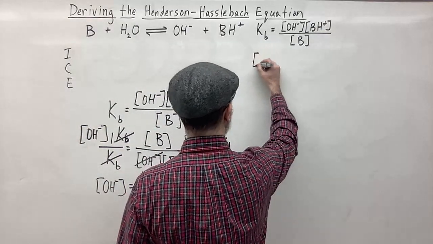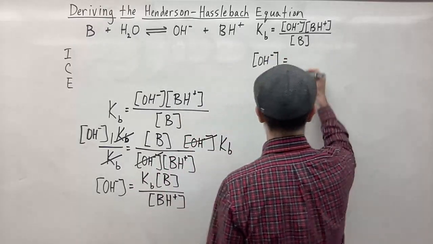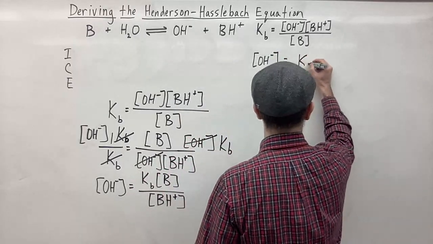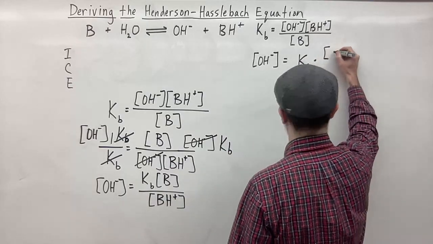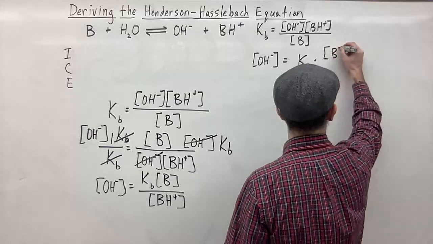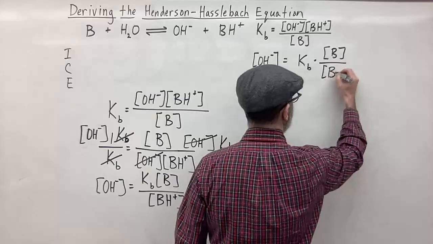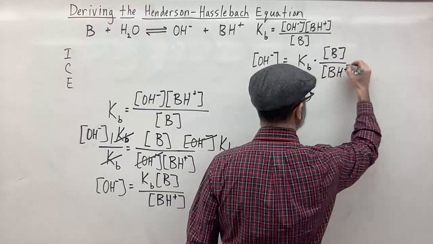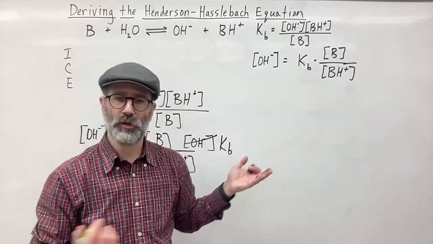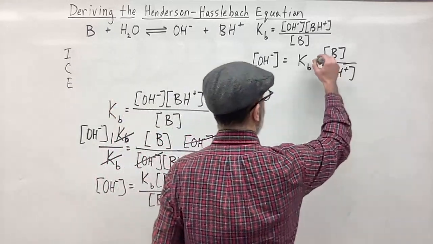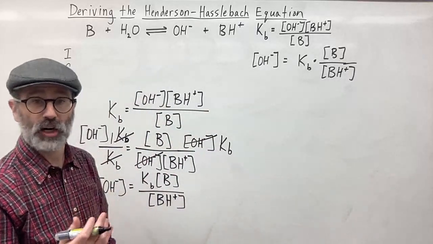So I'm going to have the OH minus concentration equal to Kb times the concentration of B over the concentration of BH plus, like that. Before, I did this in a later step, but you can do it now. It doesn't really matter. So at this stage, now I'm going to take the negative log of both sides.